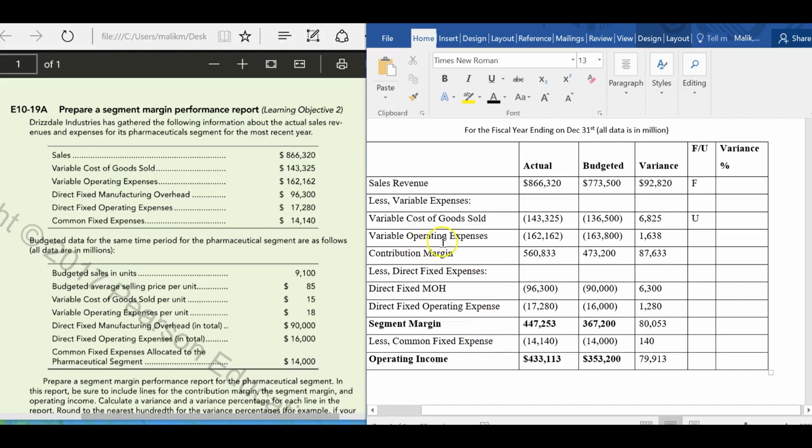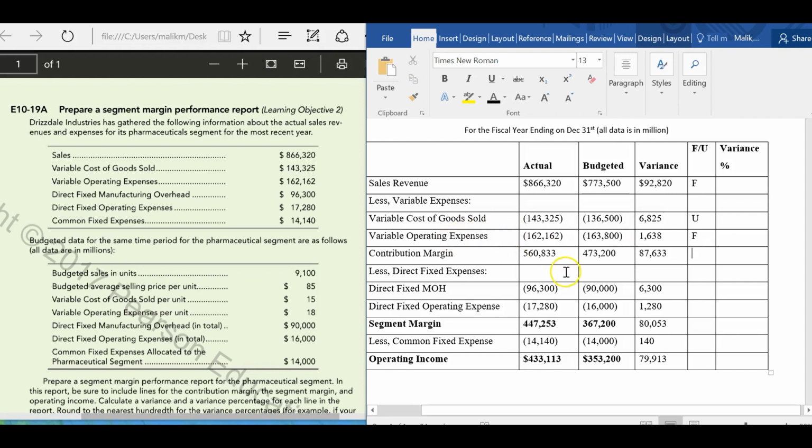And now we will compare variable operating expense. Again, it's an expense. So if your actual expense is higher than the budgeted one, it's not good for you. If actual is lower than the budgeted one, then it's good for you. So now let's compare these two numbers and you see the actual number is lower than the budgeted number. So we will call it a favorable variance.